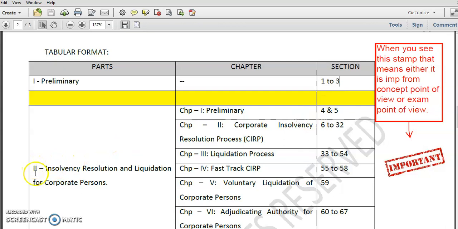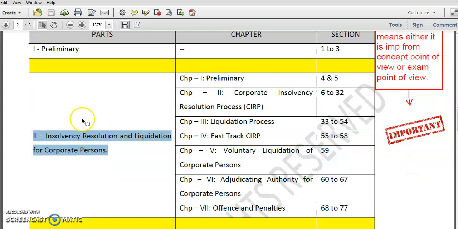Then let's move to Part 2. Part 2 is insolvency resolution and liquidation for corporate persons. This part is very important as far as the limited insolvency examination is concerned, so we have to read all these sections very carefully. Chapter 1, preliminary, again applicability and definitions. This part will have its own definitions in section 5, which will apply to the terms used in this part. So we have to read all these very carefully.